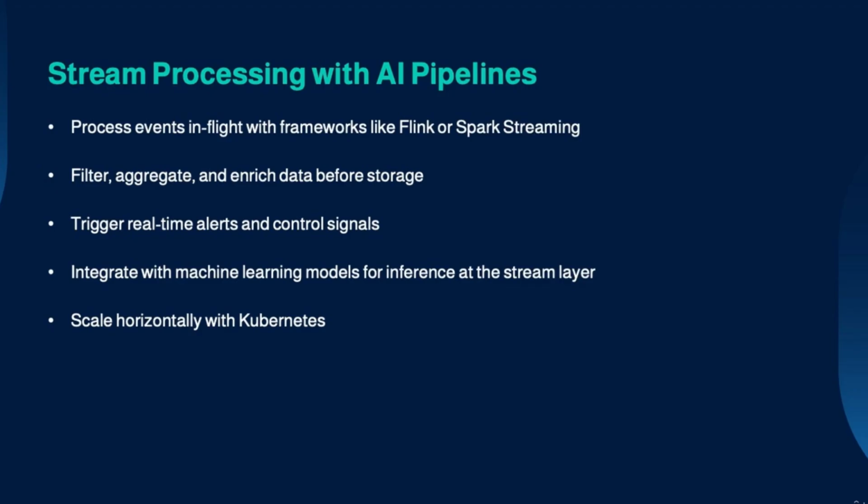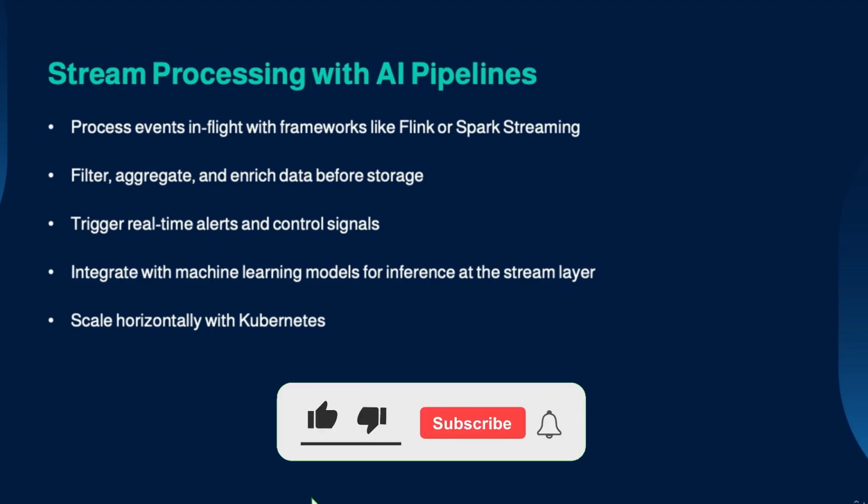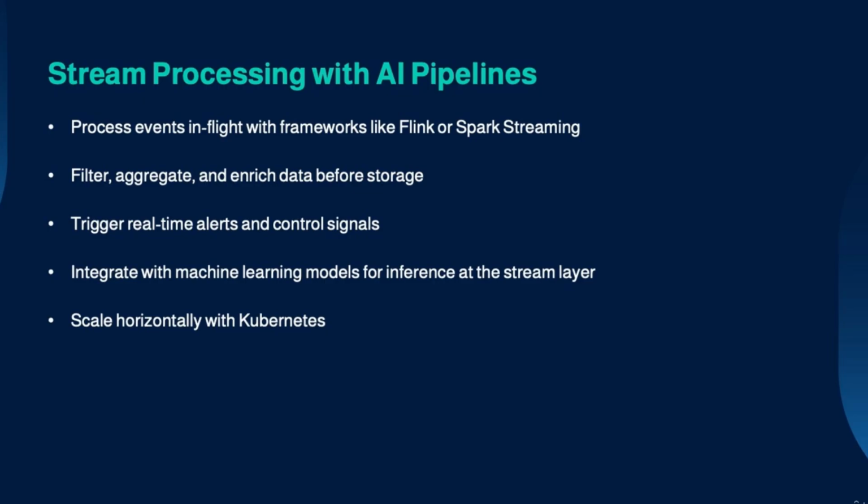Messaging is just the start. You often want to process the data while it's still in motion. This is where stream processing frameworks like Apache Flink or Spark Streaming come in. They let you filter, aggregate, and enrich messages in flight, so you can trigger alerts or send control signals instantly. You can even run machine learning inference directly in the stream processing layer for additional context before data ever hits storage. And since these frameworks run in Kubernetes, they can scale out dynamically with your workload.